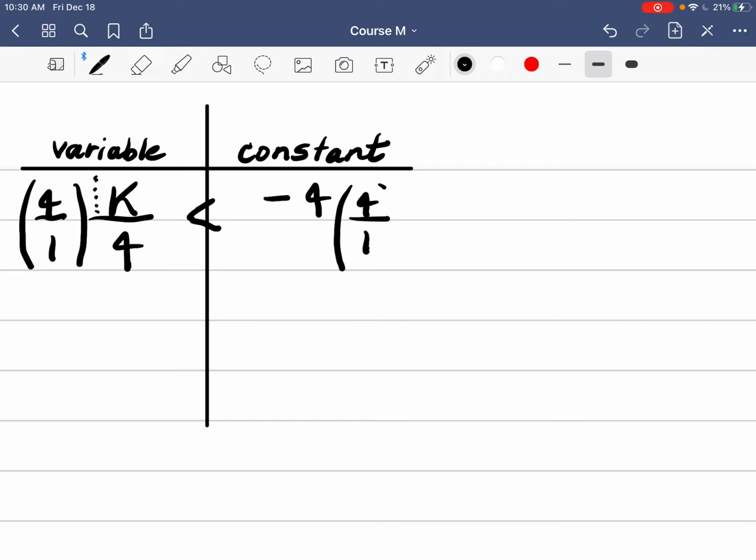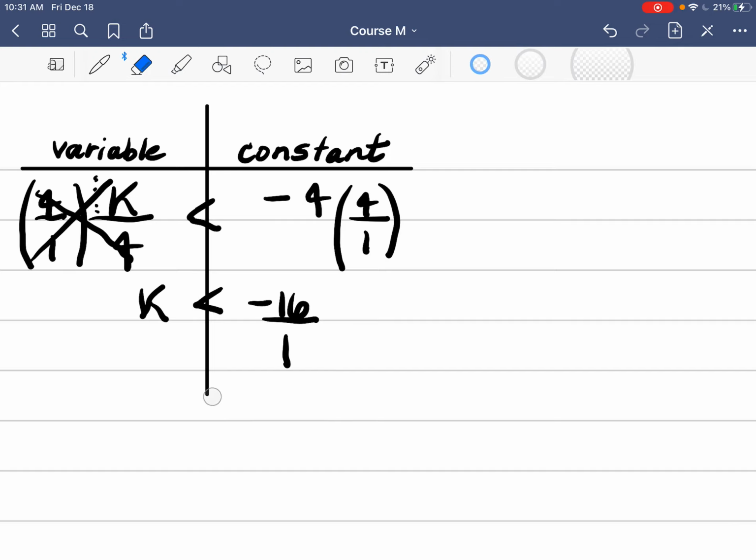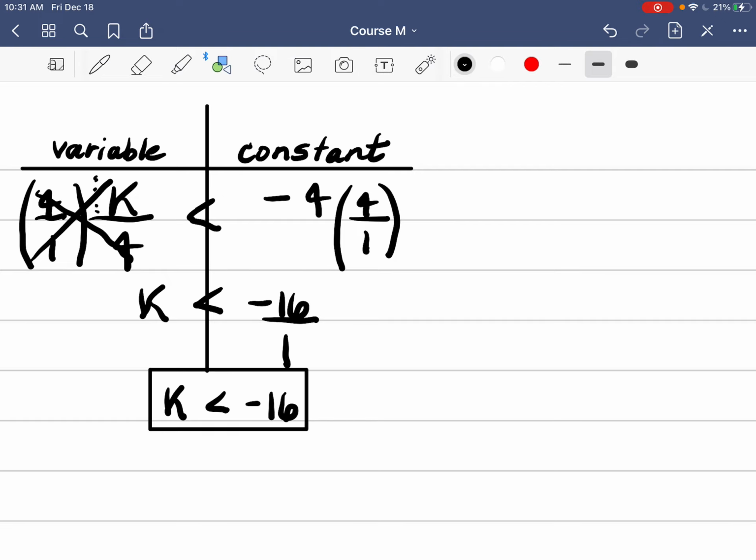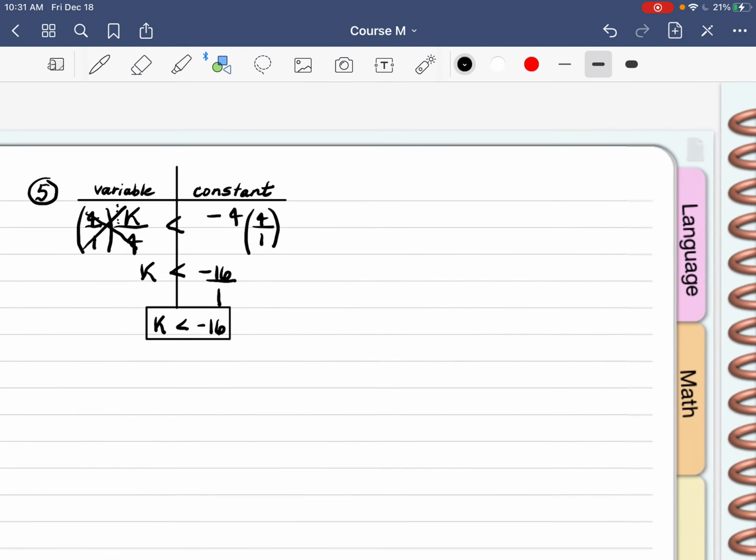This is not a negative number, so we don't have to flip anything. So X that out, cancel. K is less than -4 times 4 is -16, and there's a 1 on the bottom. This is already standardized for me, so K is less than -16. There's the standardized solution.